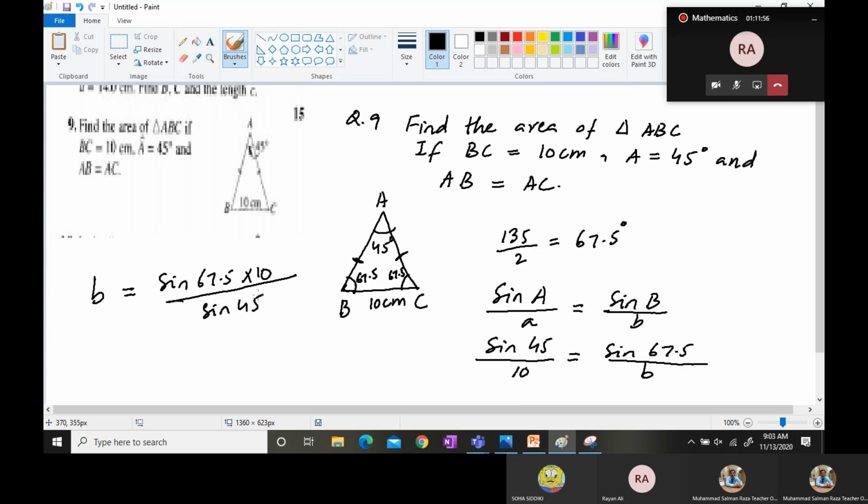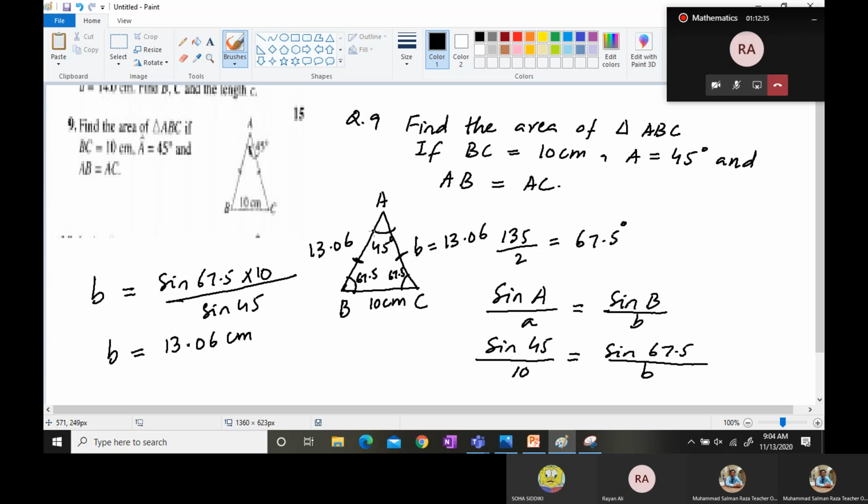Now I'm going to find it out. It's sine 67.5 multiplied by 10, divided by sine 45. Don't forget to close the brackets when you are putting the values in the calculator. Otherwise, be ready, the calculator is going to give you a maths error. So this is the b side, which was this, and this is 13.06, and this is 13.06 as well. Now I can find the area very easily.